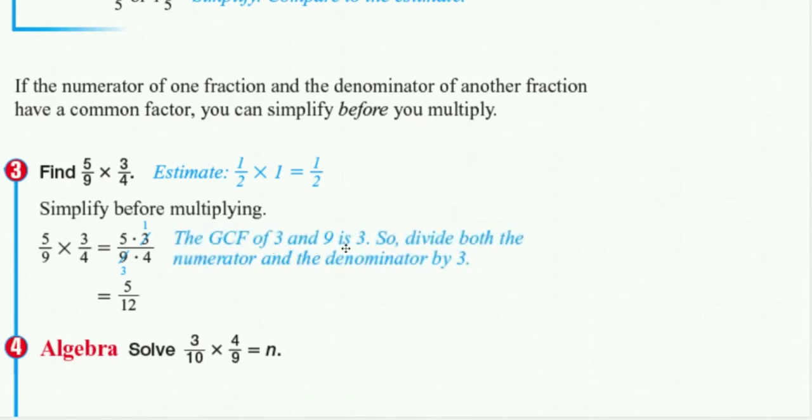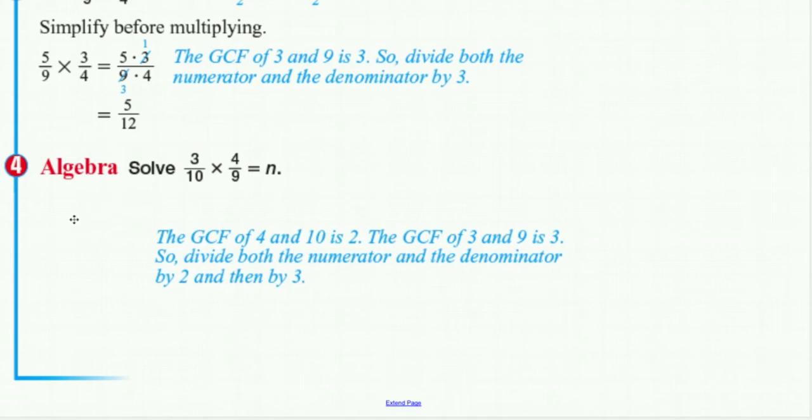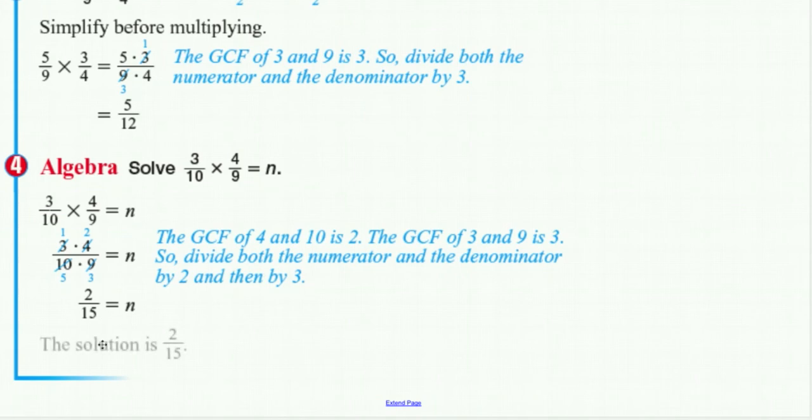The GCF of 3 and 9 is 3, so we divided both the numerator and the denominator by 3. And finally, let's use this with algebra. We'll have 3/10 times 4/9 equals n. That's what we want to solve. Again, the GCF of 4 and 10 is 2, and that's the reason why we divided 4 and 10 by 2. 4 divided by 2 is 2, and 10 divided by 2 is 5. The GCF of 3 and 9 is 3. 3 divided by 3 is 1, and 9 divided by 3 is 3. Then we simplify what's left: 1 times 2 is 2, and 5 times 3 equals 15. So the product of 3/10 times 4/9 is 2/15.